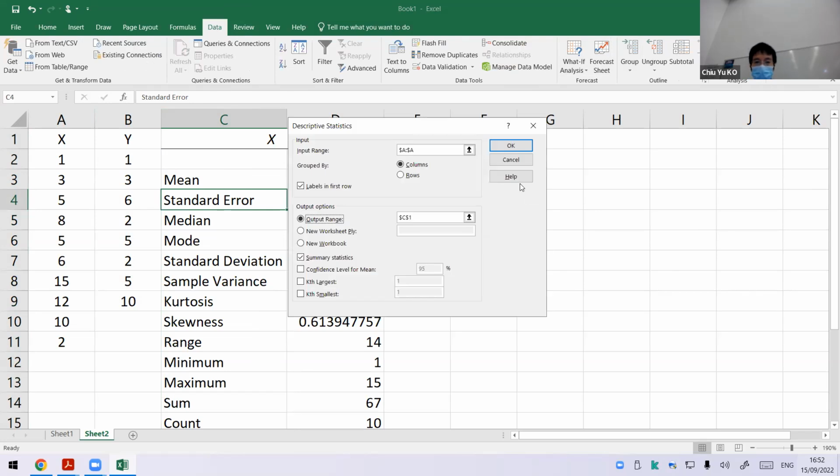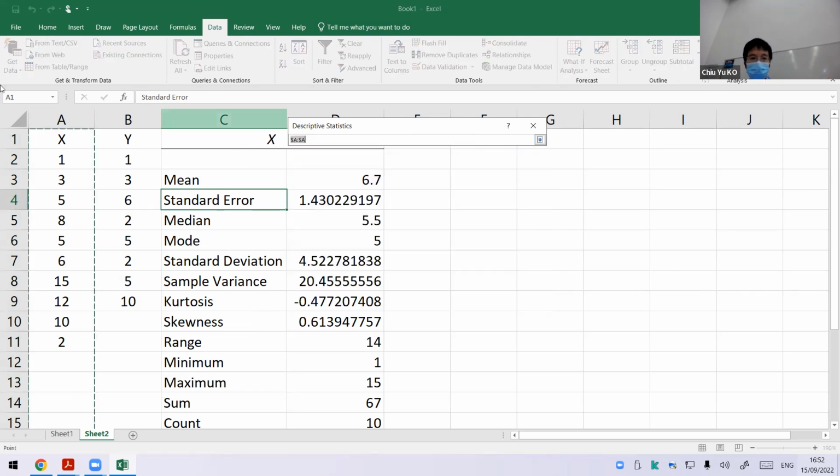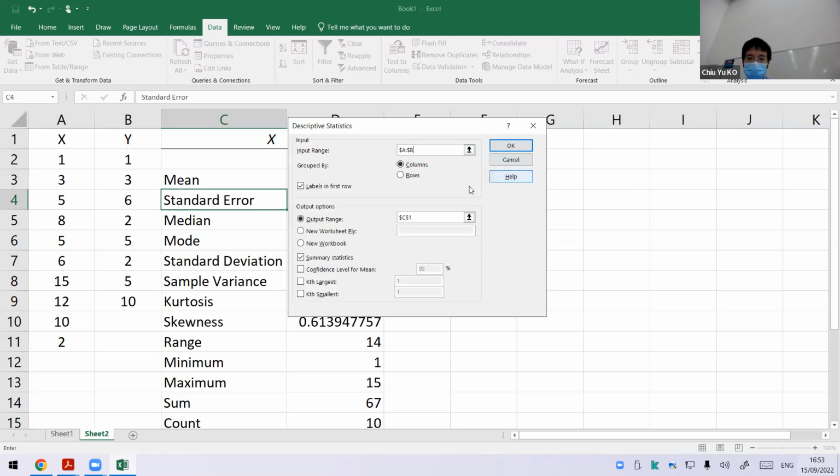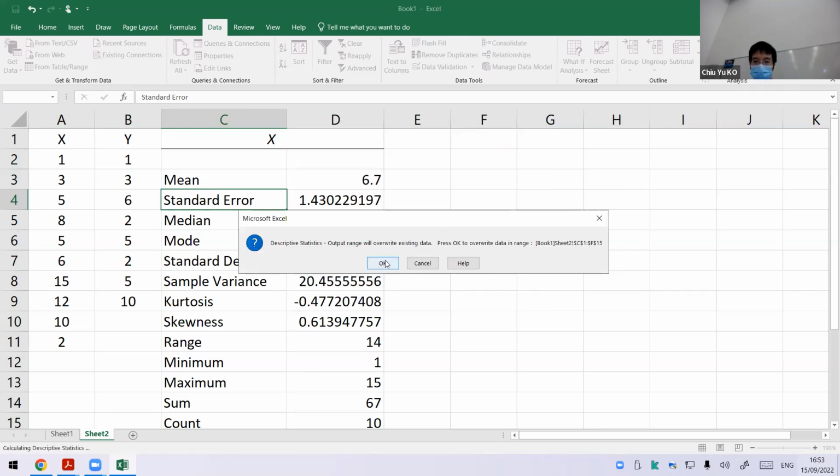Now the only difference is the data I have is X and Y, right? I have 2 columns, so I will tell it I have 2 columns here. Just highlight the 2 columns, $A, comma $B, just the whole column, and then I can just choose the same location. Just override. That's fine.